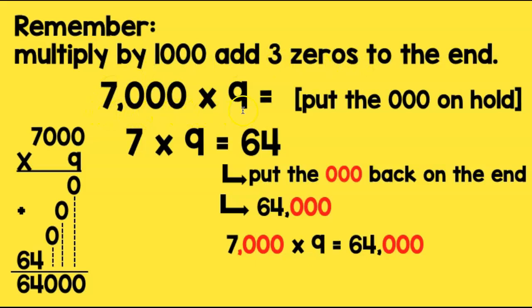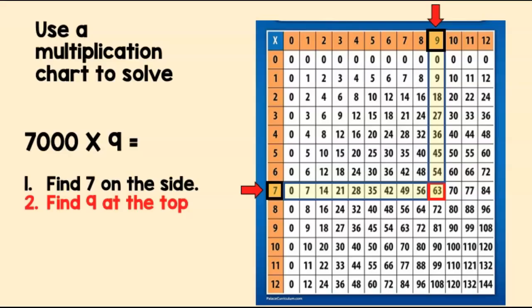7,000 times 9. We put those zeros on hold, and we have 7 times 9 equals 64. Then we have to put those 3 zeros back on at the end, so 64 with 3 zeros is 64,000. So 7,000 times 9 equals 64,000.